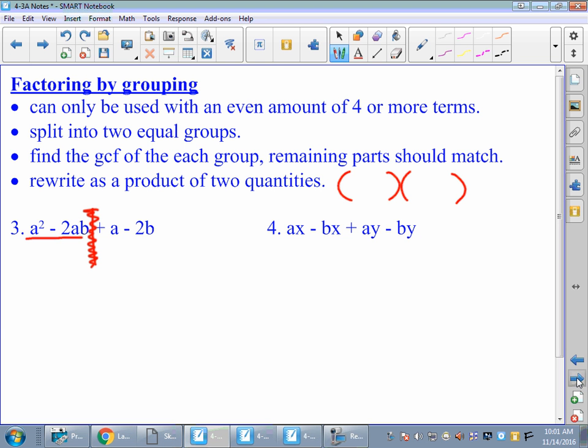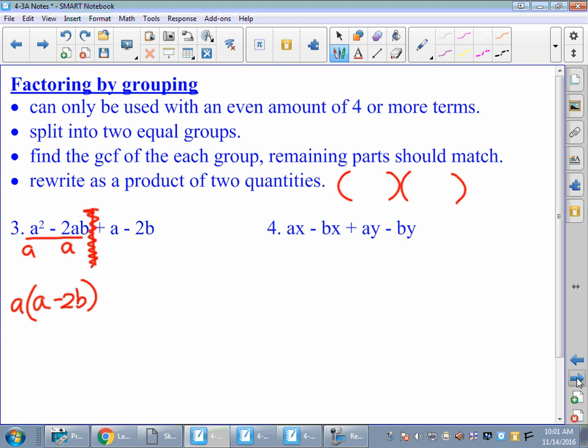I notice that they both have an A. So I'm going to divide by A, put A outside. An A squared divided by A leaves you with an A. And a negative 2AB divided by A leaves you with negative 2B. Okay, now, when I factor the other side, I better get an A minus 2B or I did something wrong.